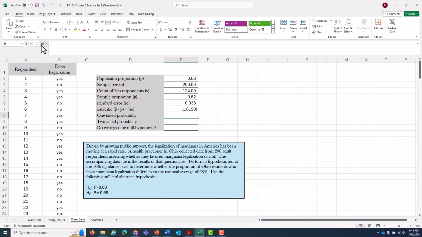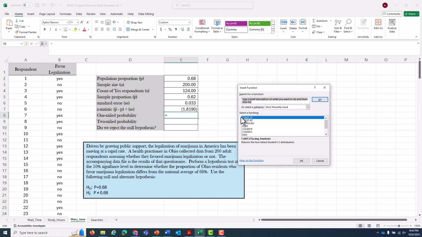So what is our one-tailed probability? Well, now I don't want a t-distribution. What I want is a normal distribution. So I'm going to type in norm.dist. And it's the very first return that I have.